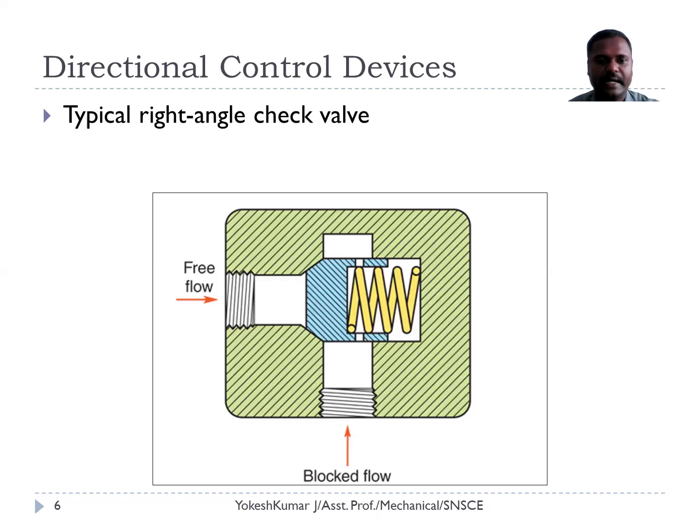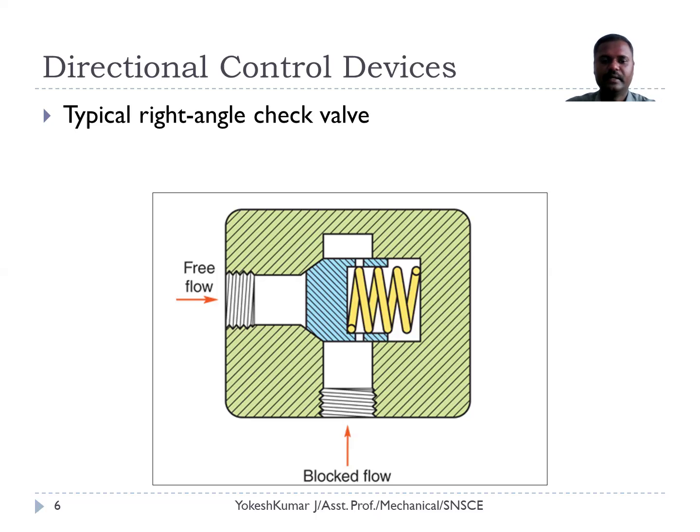And this is called a right angle check valve. Previously, we have discussed the inline check valve. Here, it is the right angle check valve. Why is it called a right angle? That is, free flow and blocked flow are right angles to each other. Or in other words, inlet and outlet ports are right angles to each other.